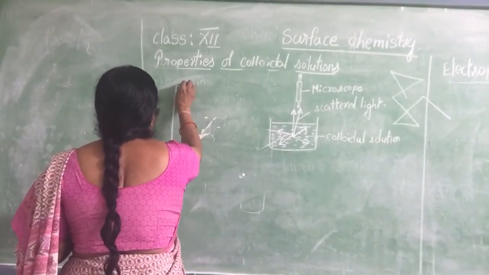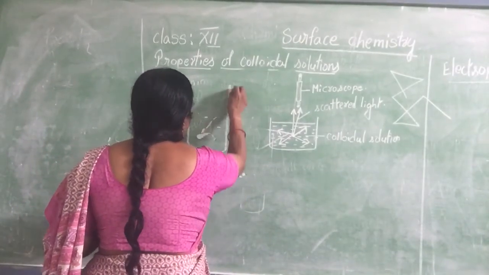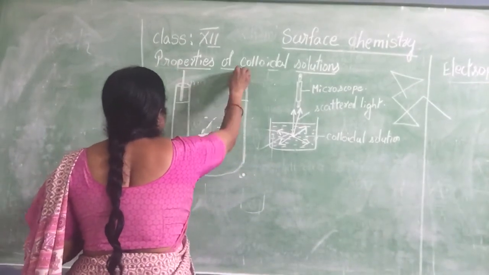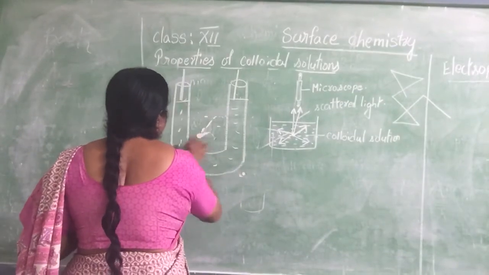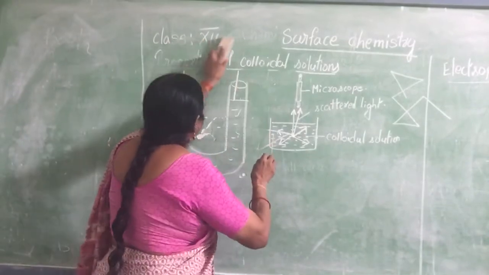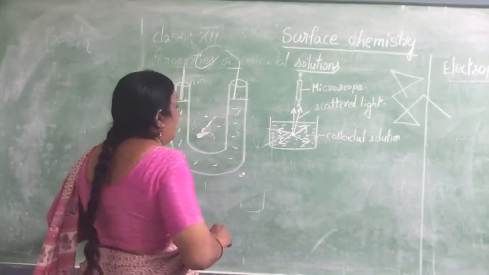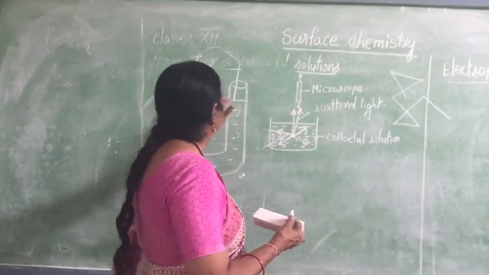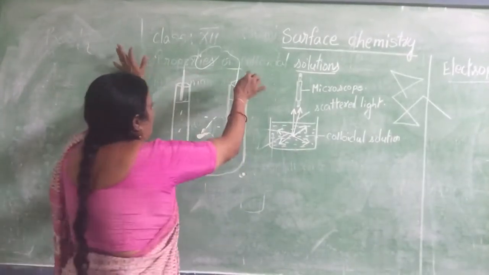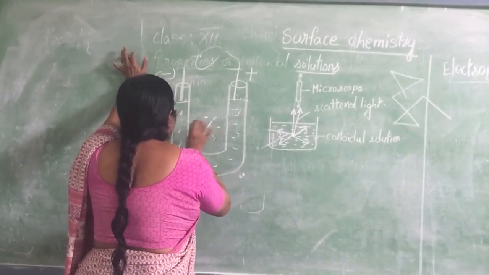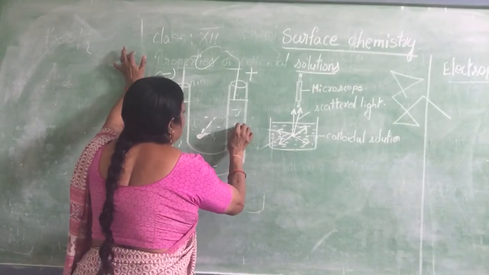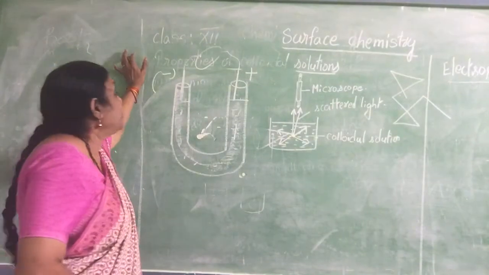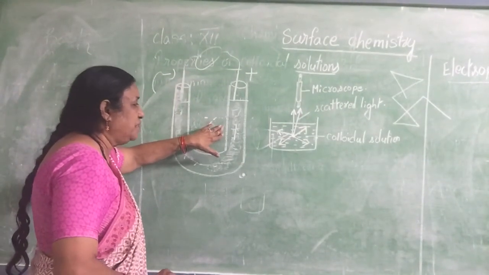This is a U-shaped tube. Now 2 electrodes are fitted. Here in the U-shaped tube, the colloidal solution is there, and when these 2 electrodes are connected to the source of electric current, depending upon the charge on the colloidal particle, these colloidal particles may move towards the oppositely charged electrode. For example, this is the positive electrode, this is the negative electrode. If the colloidal particles carry positive charge, then they migrate towards the negatively charged plate, indicating that they are positively charged.